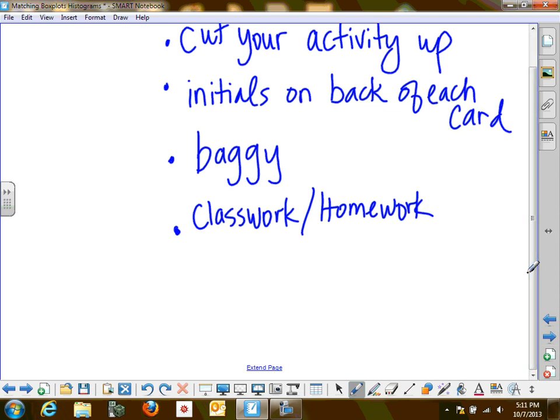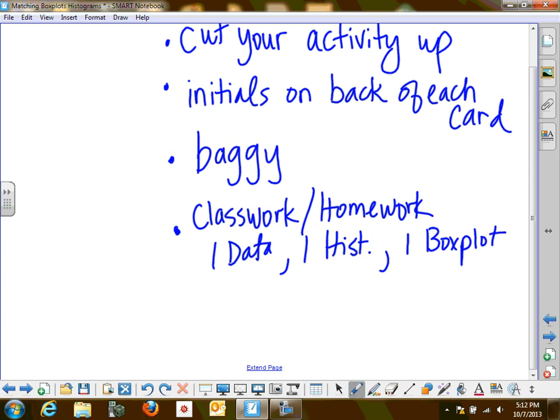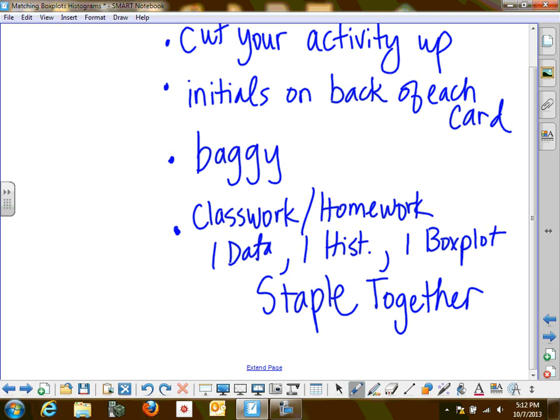a triple of one set of data, one histogram, and one box plot. And then what I want you to do with that is staple those, or paper clip them, or tape them, staple together as one group. Okay? Then we will check those.